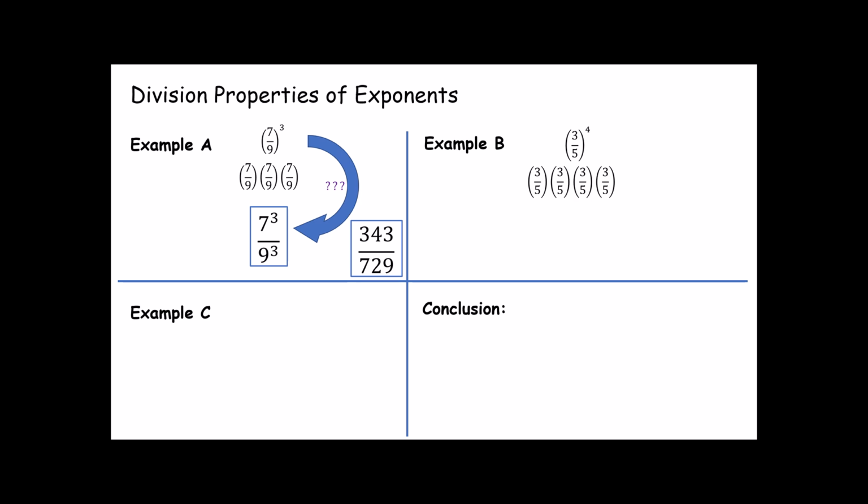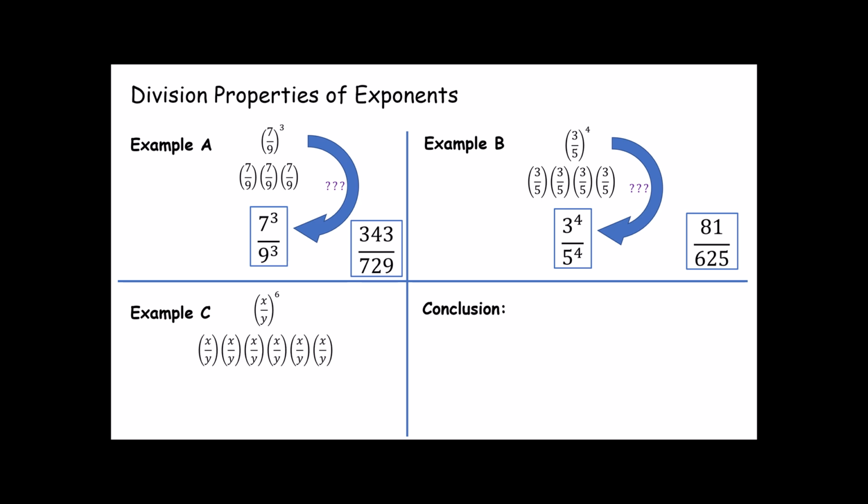In expanded form, it looks like this. 3 times 3 times 3 times 3, over 5 times 5 times 5 times 5. Remember, we multiply the numerators, we multiply the denominators. You get 3 to the 4th over 5 to the 4th. The goal is to be able to get from here to here without having to do all of this in the middle. Do you see the pattern? In simplest form, it looks like this. One more time. Pause the video, see if you can figure it out using what you've already learned.